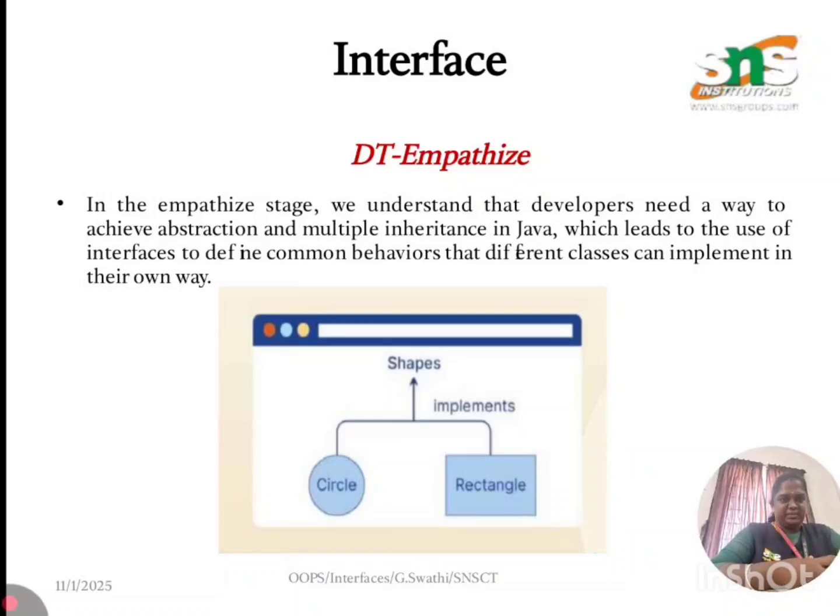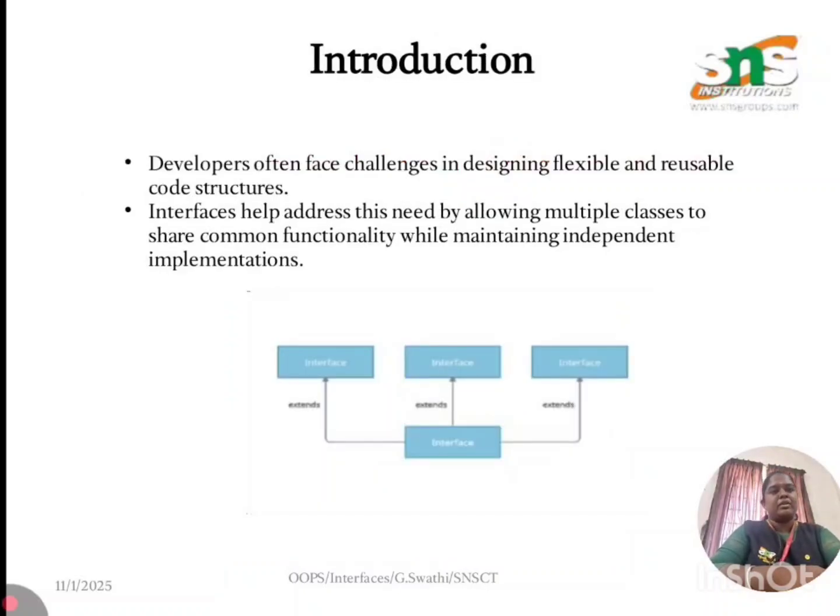diagram here. Shape implements circle or rectangle. We have n number of shapes here. So in this, shape is a class, and it is implemented by circle or rectangle. That is an interface here. Their own way of projections will be given by circle, rectangle or triangle, any shapes we are using in the programming language. And an introduction about the interface.